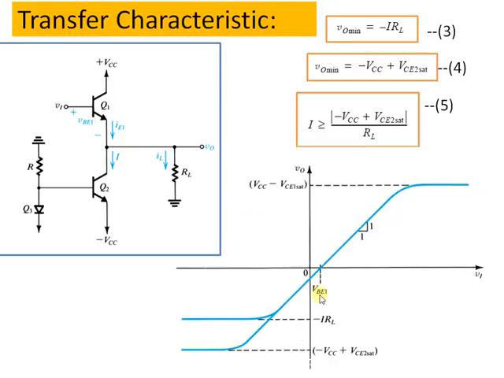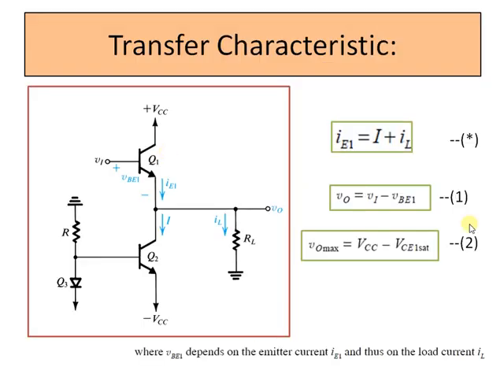So, if you look at the transfer characteristics of the emitter follower, we have the output voltage V out equal to Vi minus VBE1. That is represented as equation number 1, where this voltage VBE1 depends upon the emitter current IE1 and on the load current IL.